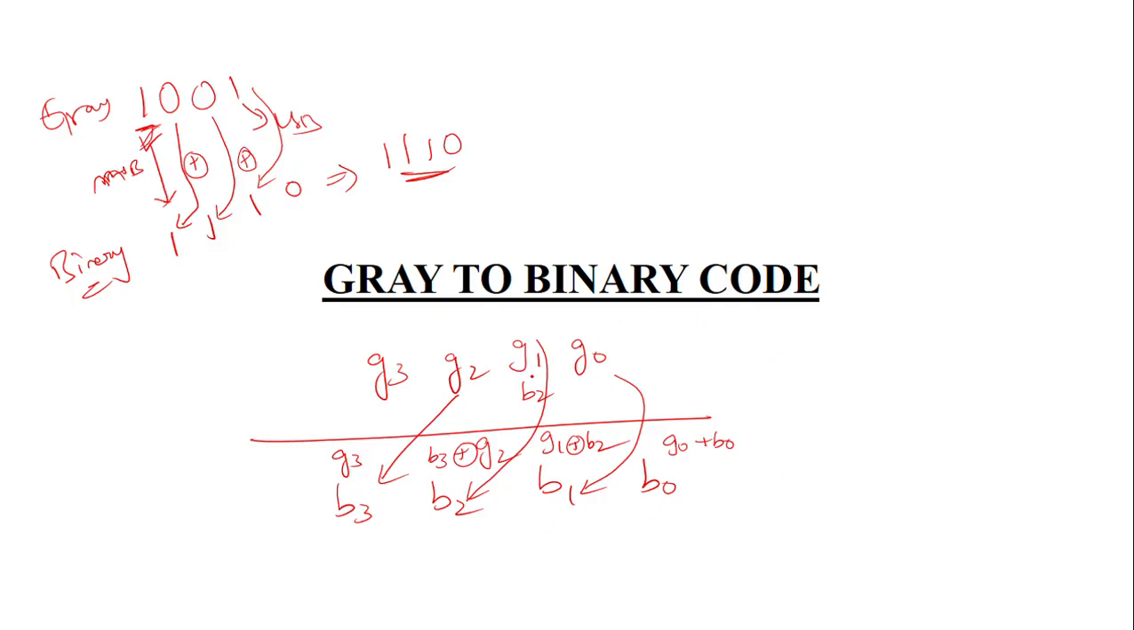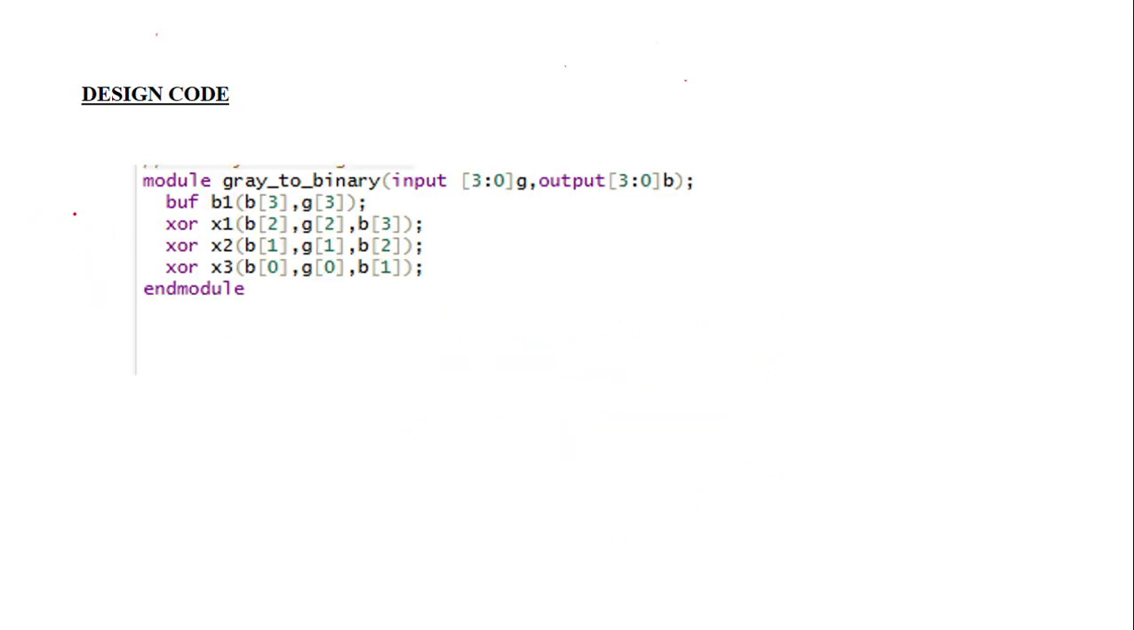Now let's write this in design code. How are you going to write it? First, module followed by the module name. Then the input ports: there are 4 bits for the Gray code input, and the output is 4 bits for binary.